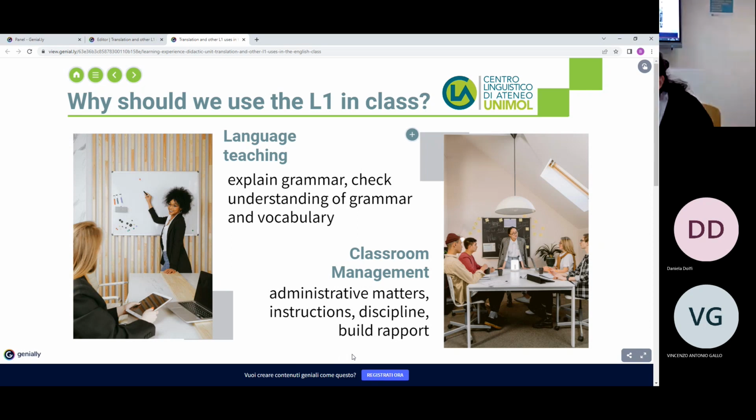Instructions, when you give instructions to the students. Discipline. If you speak Italian, they will listen to you. They wouldn't listen to you if you speak English.